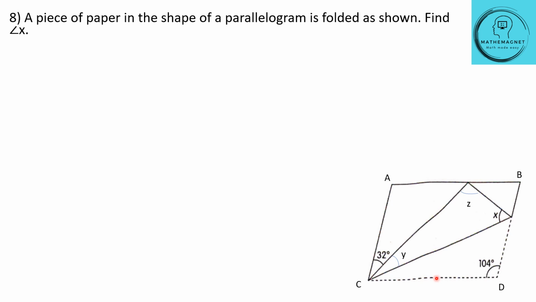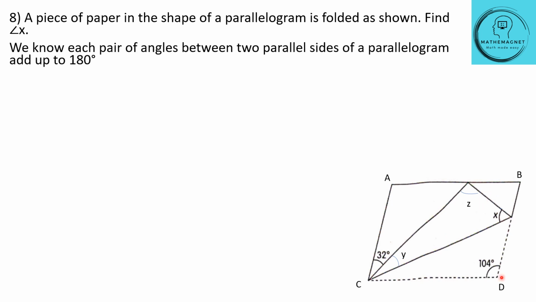First, let us mark all the angles for our easier understanding. I named the parallelogram as ABCD, and here I have marked angle Y and over here as angle Z. So we know each pair of angles between two parallel sides of a parallelogram will add up to 180 degrees. So angle C, this entire angle, plus D will be equal to 180 degrees. Now they have given D is equal to 104. So we'll have to find C. C will be equal to 180 minus 104 equal to 76 degrees.